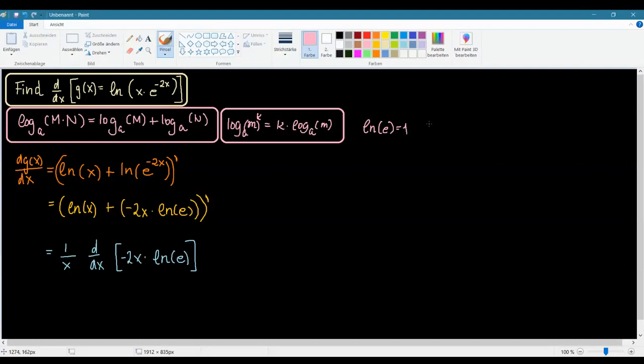ln e is 1. And that makes sense in case you've forgotten this, because ln is just log base e. And so if you had log base e of e equals y, it would mean that e to the y would equal e to the 1, and so therefore y would equal 1. Okay, so let's put that in brackets to make it look a bit nicer.